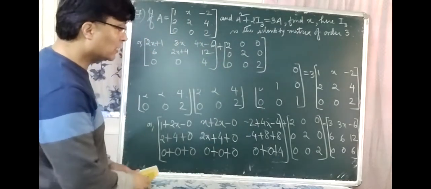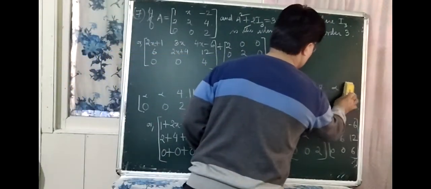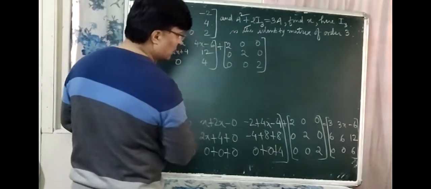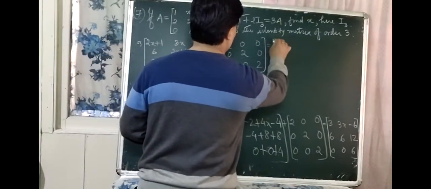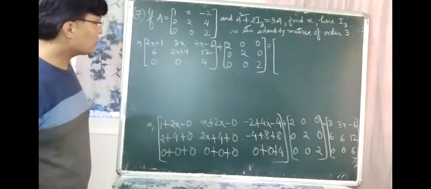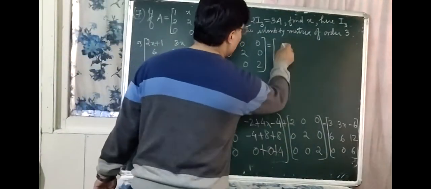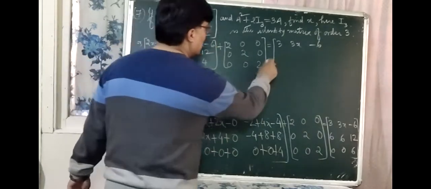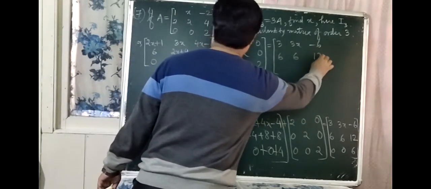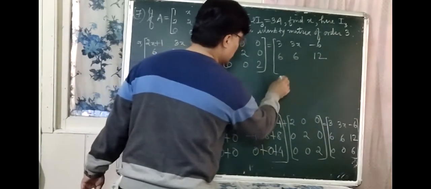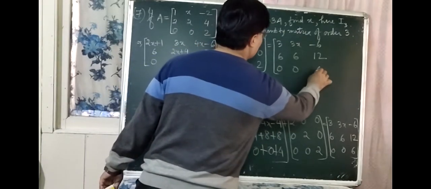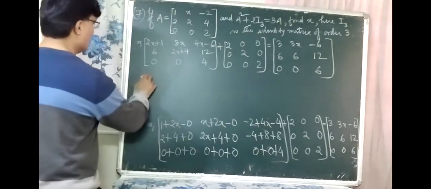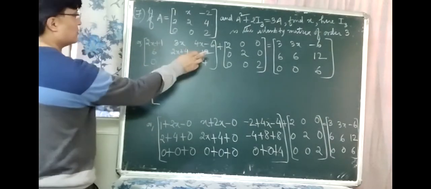Is that clear now? So next one is, write down the right hand side matrix. What is the first row? First row is 3, 3x minus 6. Second row 6, 6, 12. Then 0, 0, 6. Then 0, 0, 6. Right? So now you can add these two matrices because they are of same order.